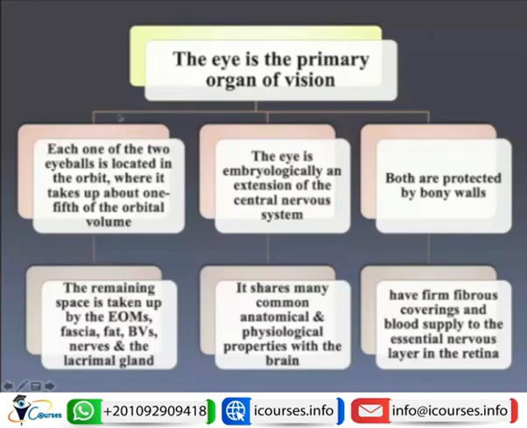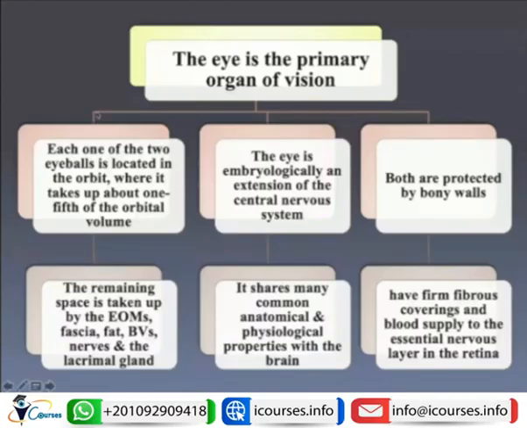The eye is the primary organ of vision. As we all know, we have two eyes. They are situated in a bony cavity called the orbit. The eye takes about 1/5 of the orbital volume, so the orbit space is about 5 times the eye volume. You may wonder what the remainder of the orbit is occupied with.